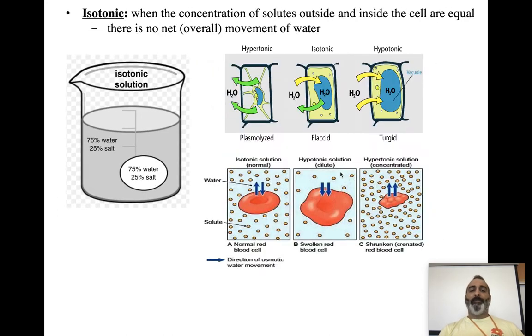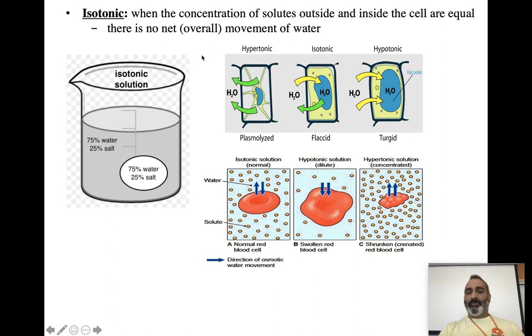The third environment is isotonic. Iso means same, so a same solute environment. 25% salt, 25% salt, 75% water, 75% water. Water can enter and leave a cell in an isotonic environment, but the water entering and exiting is equal in pace, so there is no overall movement of water.